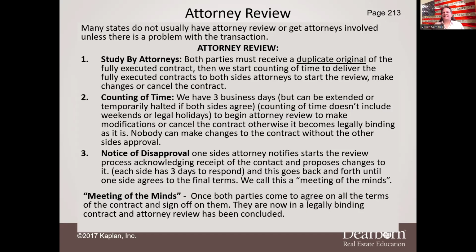Attorney review is not necessarily 3 days. It's just that each party has 3 days to respond to the last correspondence to make sure the ball keeps rolling. So once the parties have agreed and everybody's signed to all the changes, it is said that they've come to a meeting of the minds, yet again. So once both parties come to agree on all the terms of the contract and sign off on them, they're now in a legally binding contract with each other, and attorney review has been concluded. That's the way it works.